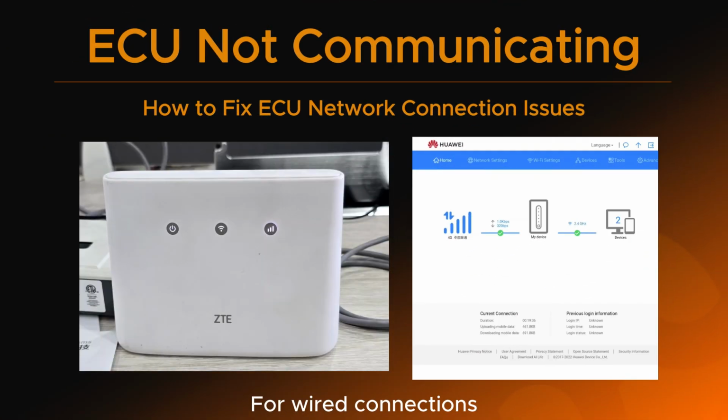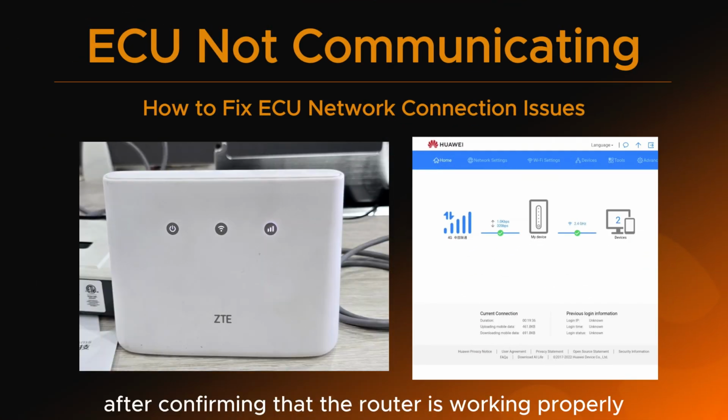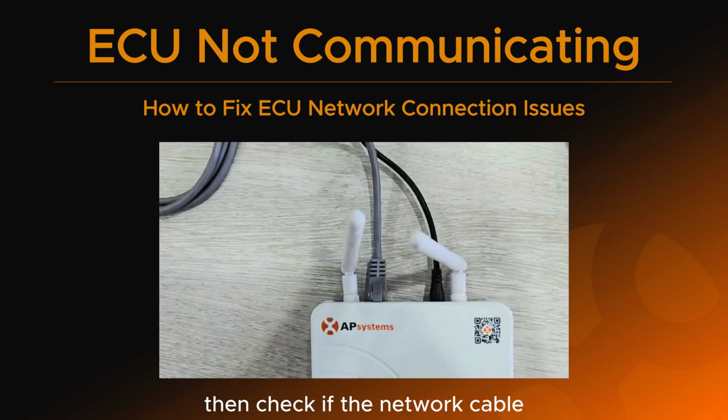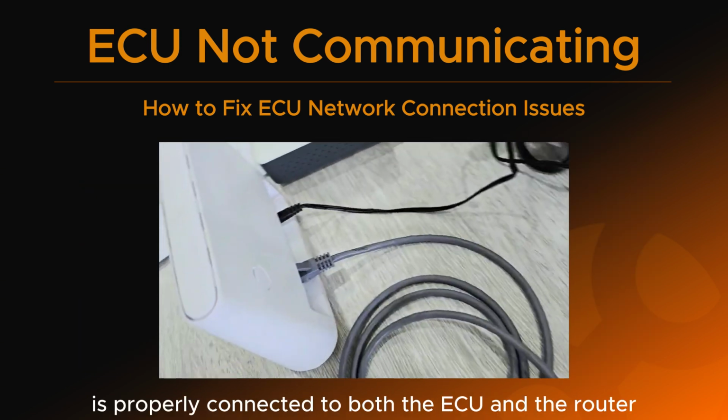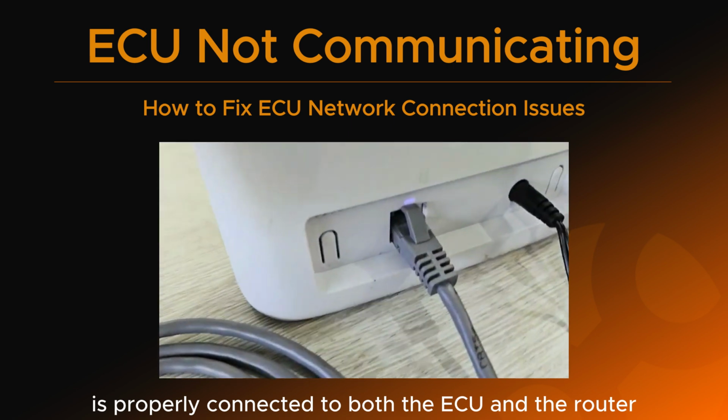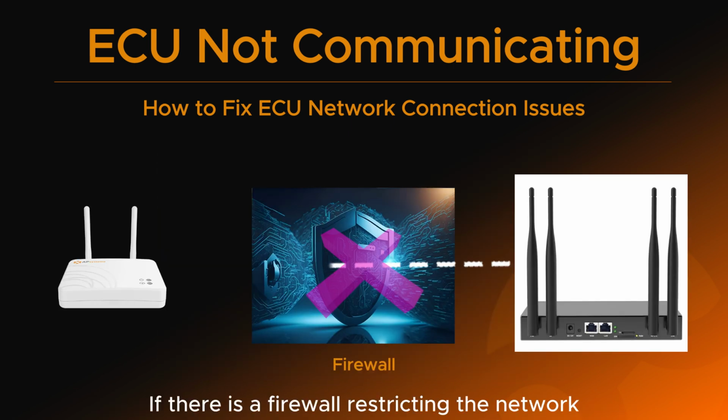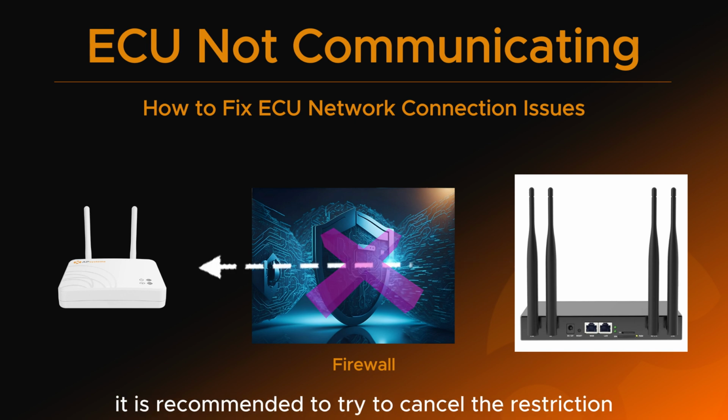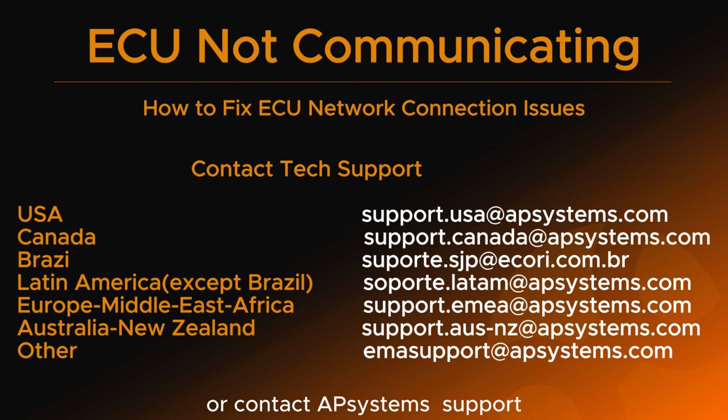For wired connections, after confirming that the router is working properly, check if the network cable is properly connected to both the ECU and the router. If there is a firewall restricting the network, it is recommended to try to cancel the restriction or contact APsystems support to ask for the corresponding domain name.